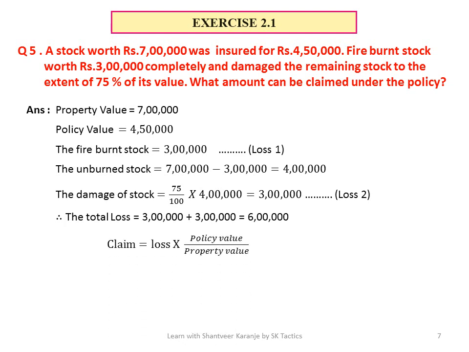Now the claim formula. Claim is equal to loss into policy value upon property value. Loss we calculated as 6 lakh. Policy value is given 4 lakh 50,000. Property value 7 lakh. By doing all calculations, this gives me the answer 3 lakh 85,714 rupees and 30 paisa. This is the claim under all these conditions. Fine. Next question.